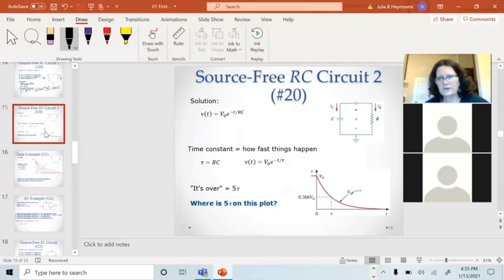The solution to these, well, I don't even want to talk about this one. We talked about this one. Oh, there is something here I do want to talk about. 5 tau, it's over.